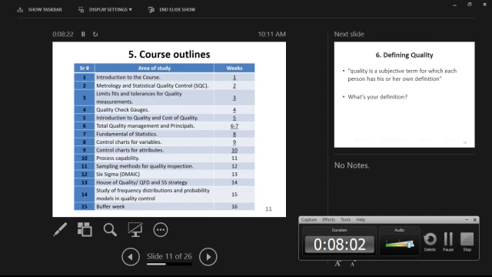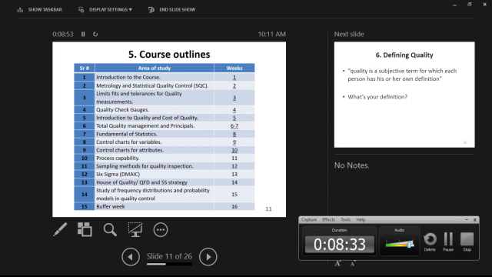Course outline. First of all, this is the chart or table in which I have given the different topics, and I also assigned the topics to each week. For example, this is my first lecture, and this is the first week. Today is your first class. So the first topic is introduction to the course, which is going on, so it will be in week 1.